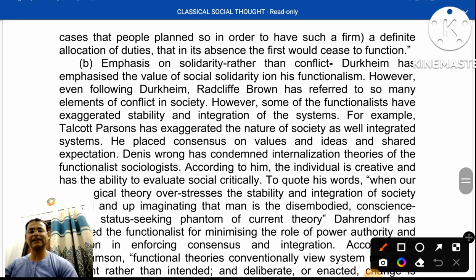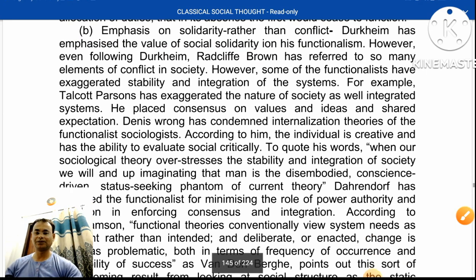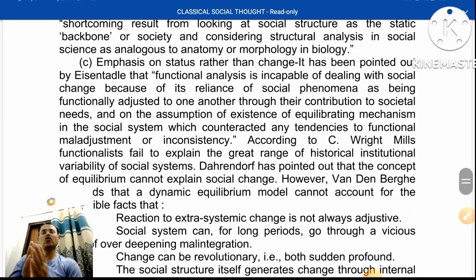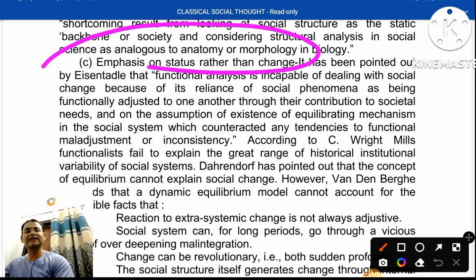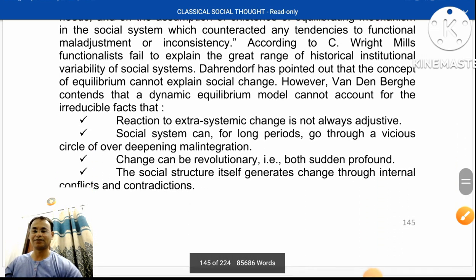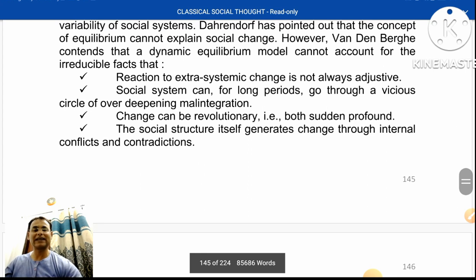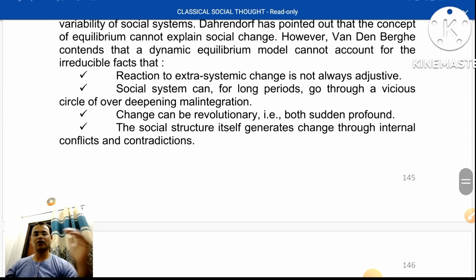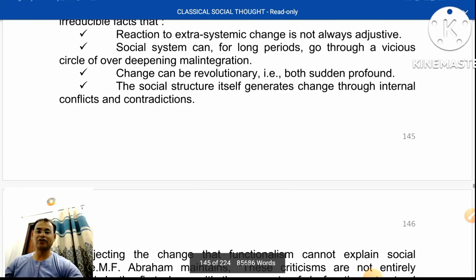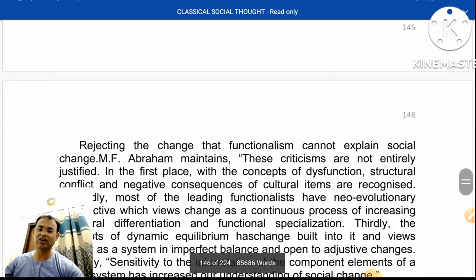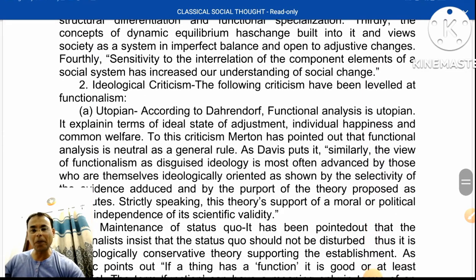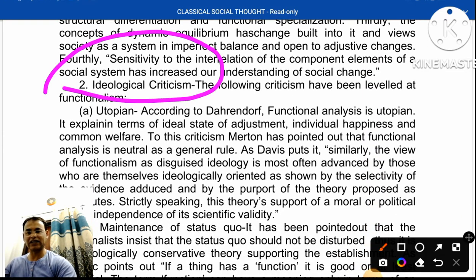Emphasis on solidarity rather than conflict, very important. There is only the functional approach, and there is no approach of conflict and dysfunction in functional analysis. Emphasis on status quo rather than change. They neglect change. Reaction to systematic change is not always adjustive. A social system can, for a long period, go through a vicious circle of over-dependence, malnutrition, malintegration. Change can be revolutionary, and the social structure itself generates change through internal conflict and contradiction. These are all utopian. This is ideological criticism.